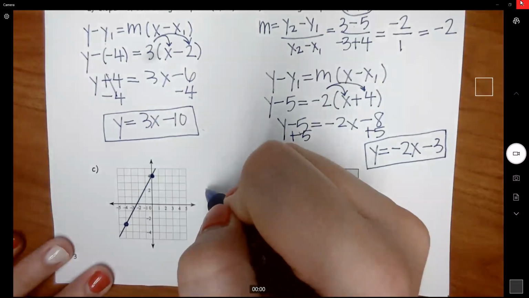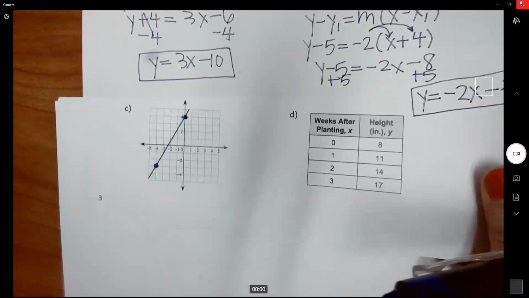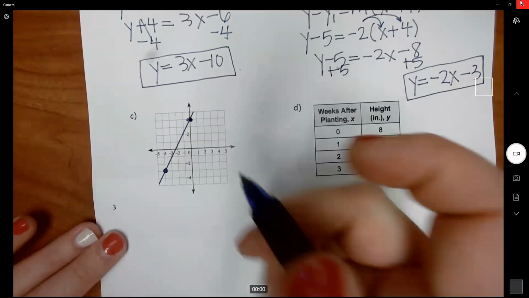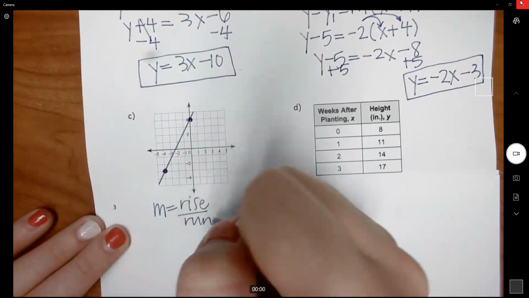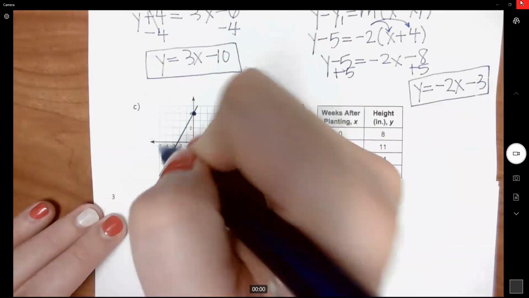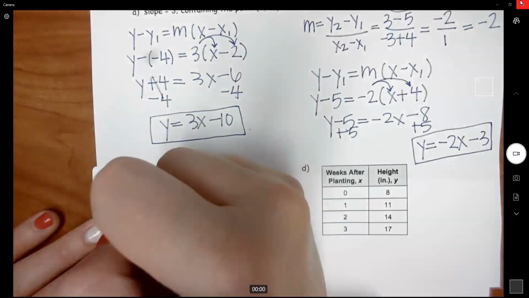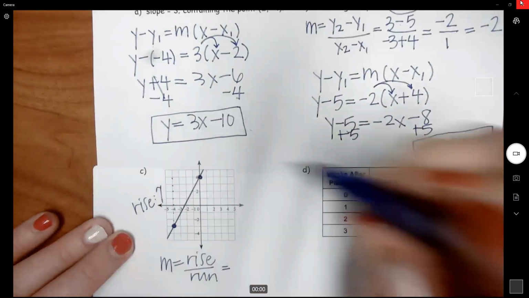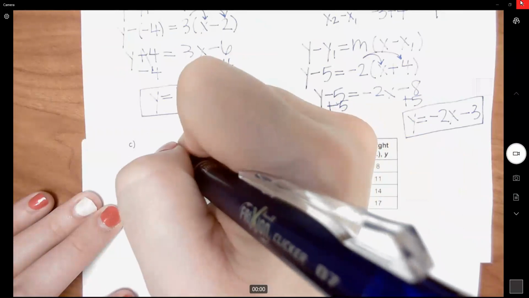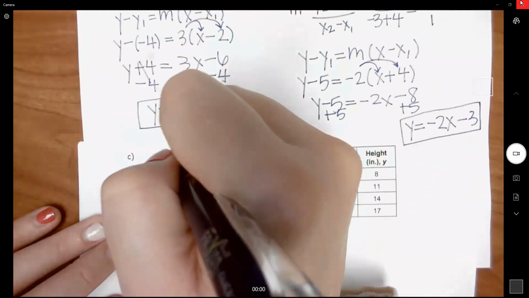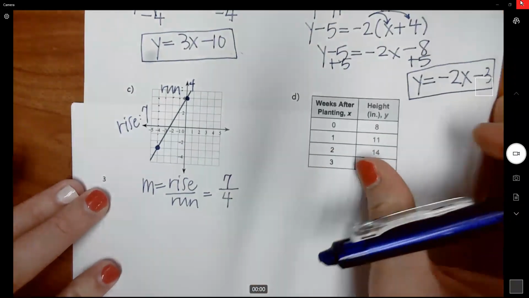Okay, so from here, I can find my slope, which is rise over run. So my rise: 1, 2, 3, 4, 5, 6, 7. And it is going up, so that is a +7. And my run is 1, 2, 3, 4, and it is going to the right, so that is a +4. So I have a slope of 7 over 4.